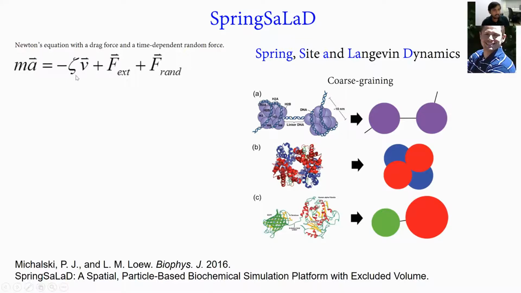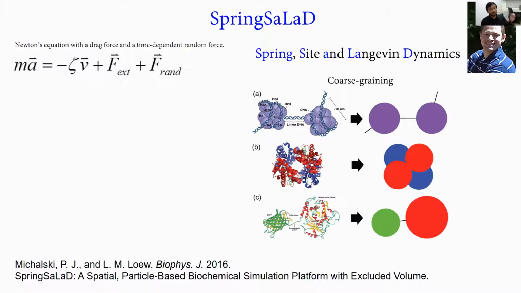And this zeta represents the viscosity coefficient of that particular medium or solution. And if there are other forces present in the system, you will put them here, and there is a random force here. And the random force is to model all the collisions that you have with the solvent molecules. So for example, if there is water in the system, the protein will collide with those water molecules all the time. But you cannot model those solvent molecules explicitly because it will be computationally a huge burden.